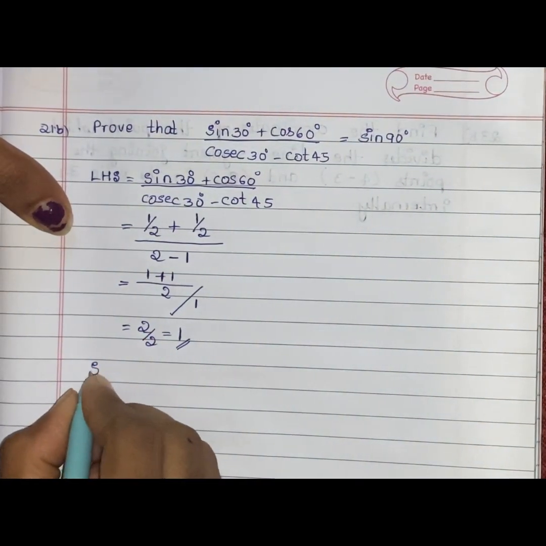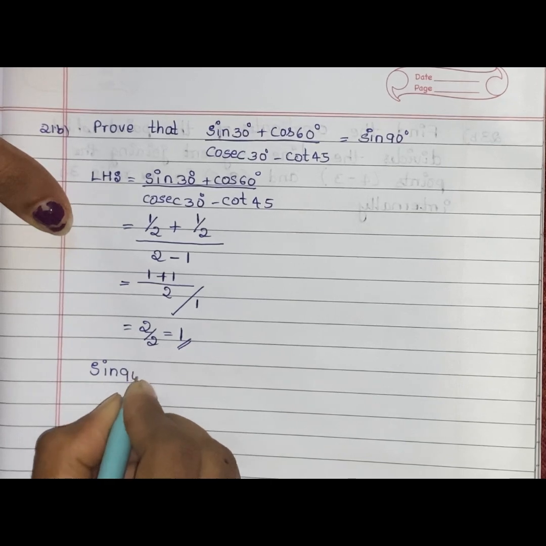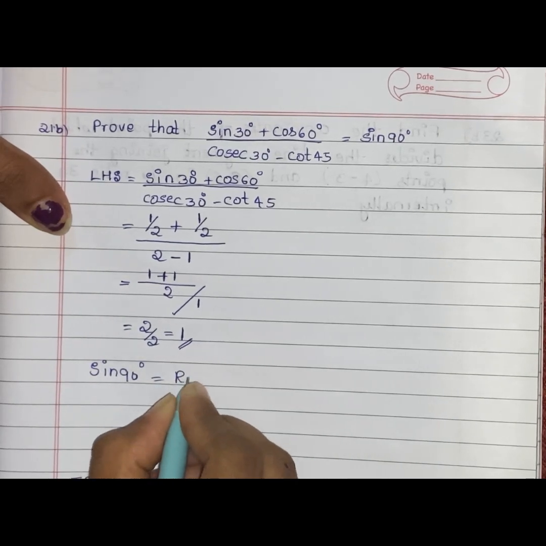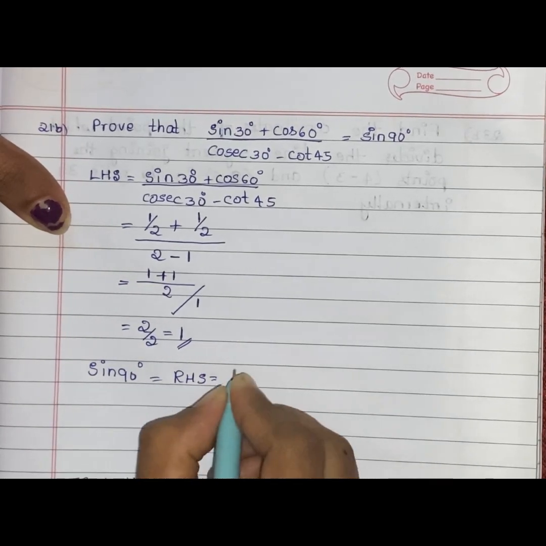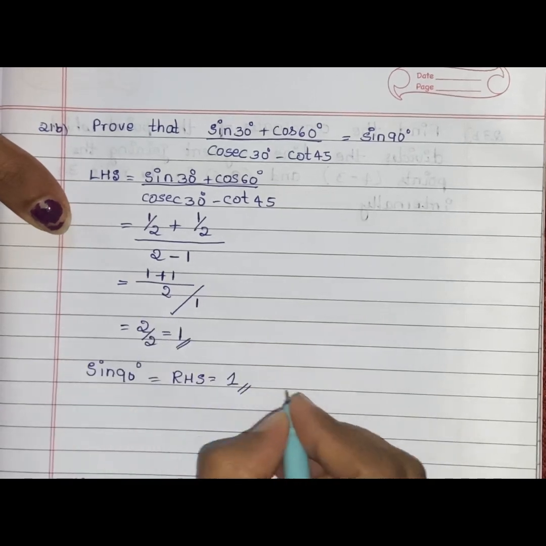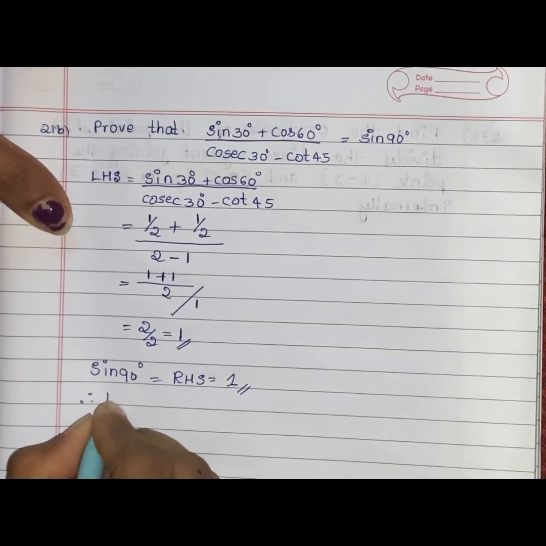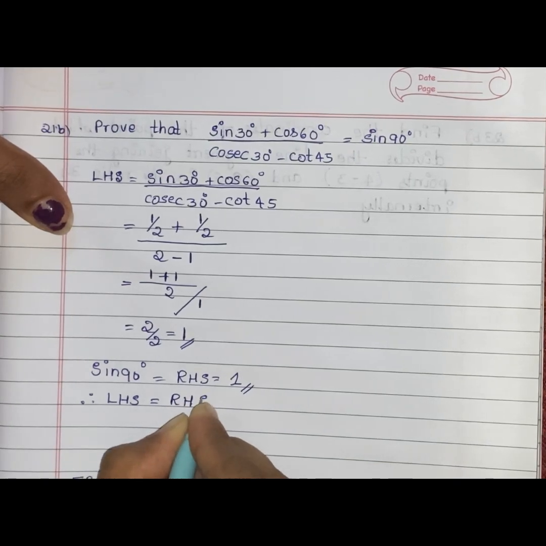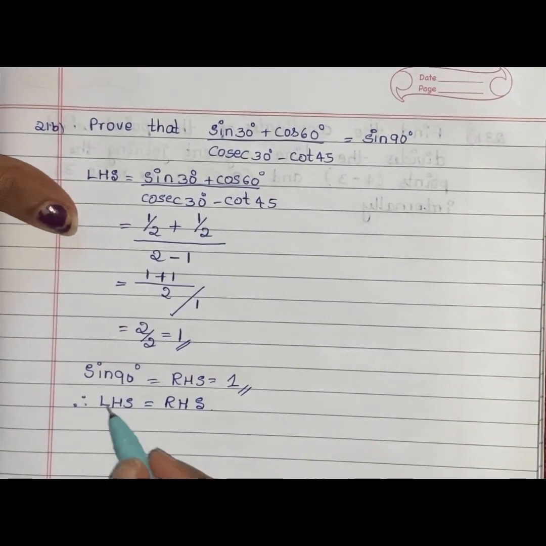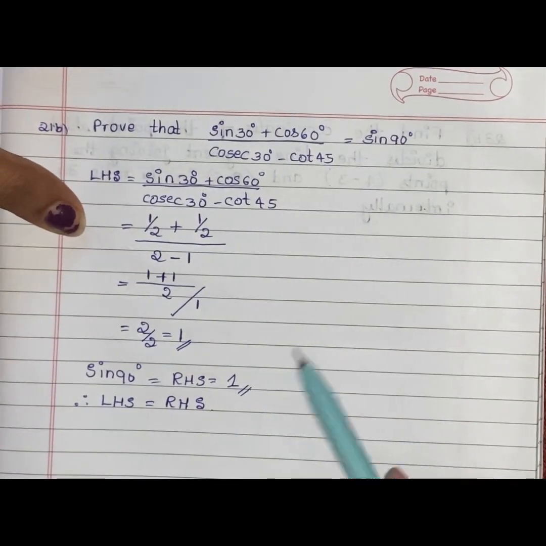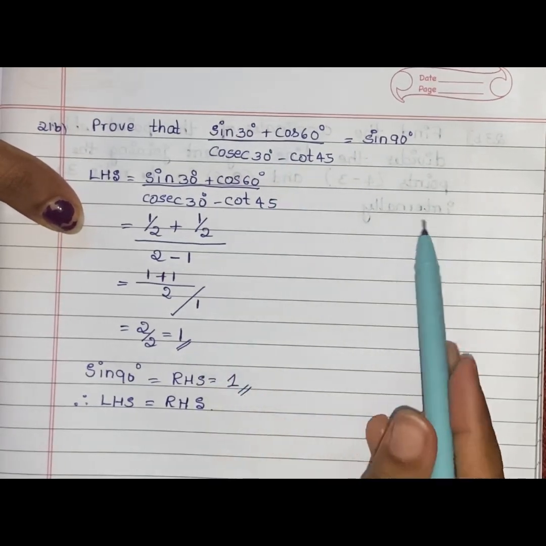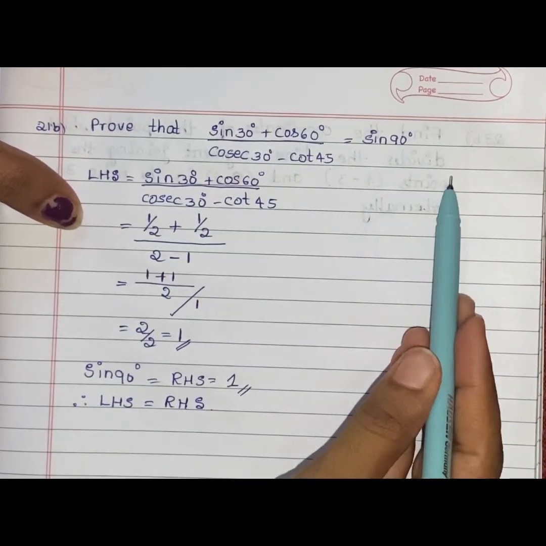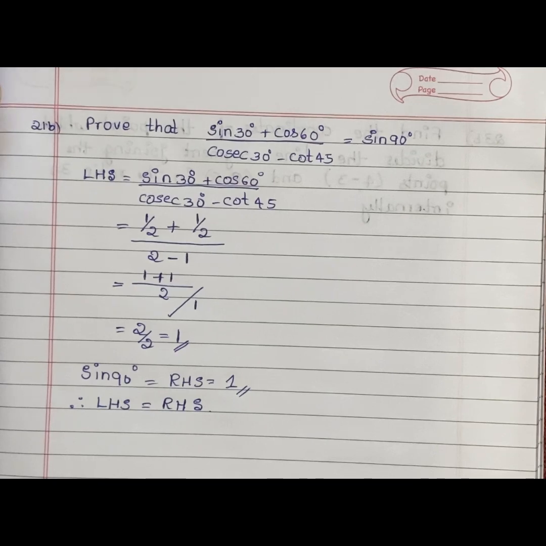Whereas we know that sin 90, that is nothing but RHS. Sin 90 value is 1. So here therefore LHS is equal to RHS. Yes, okay, because in RHS the value is also 1 and in the LHS the value is also 1. So we have proved this is equal to this. Okay.